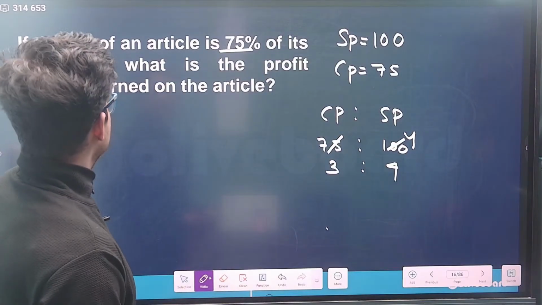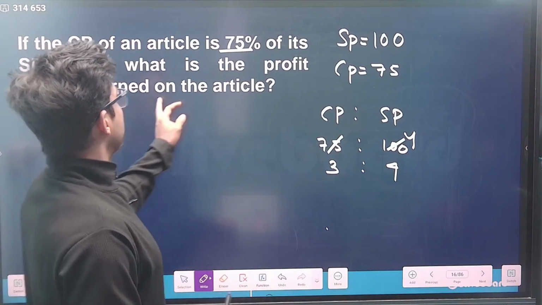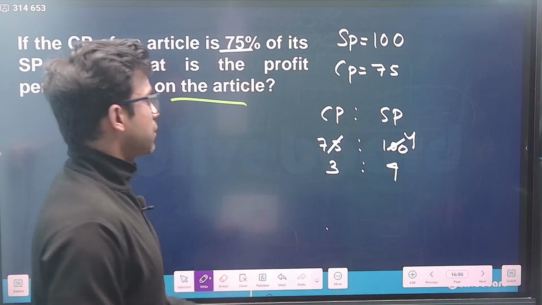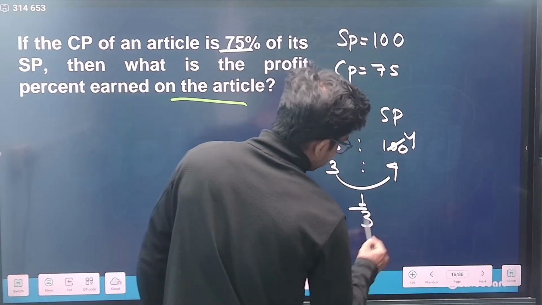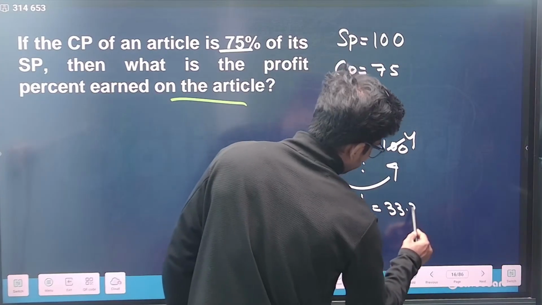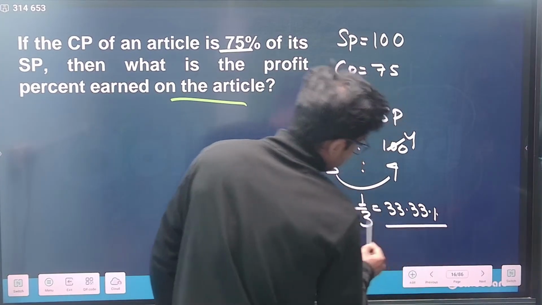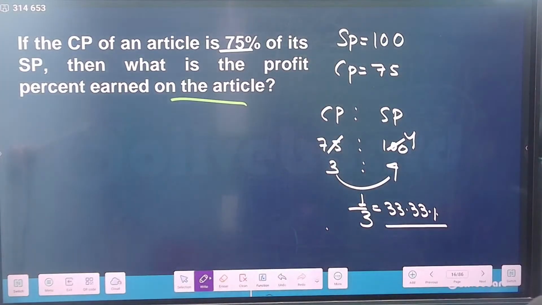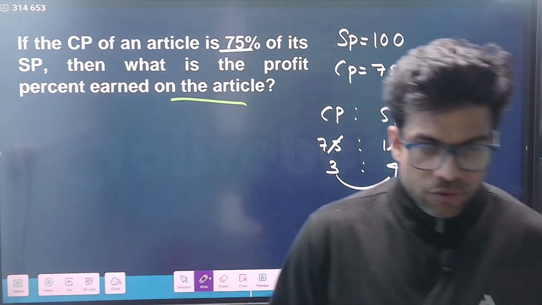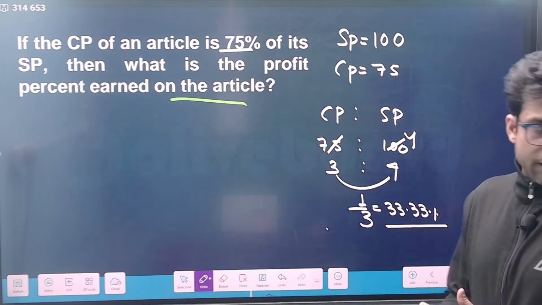They are asking, what is the profit percent earned on the article? What is the profit percentage? Profit is basically how much one earns on the 3, which is 33.33%, and which was correct. I think one of the students had done this right. Saurabh Kumar. Is it right, Saurabh? I hope you are getting it. I hope this is clear, everyone.